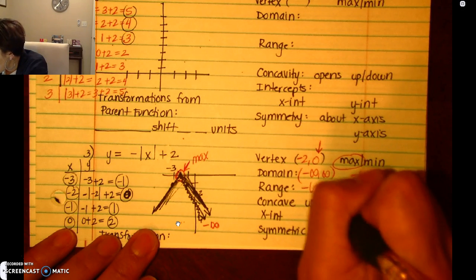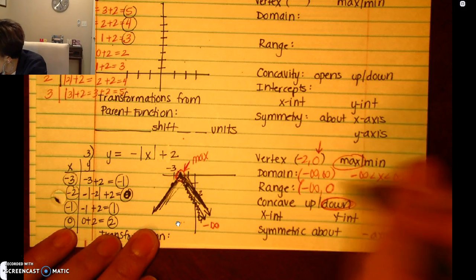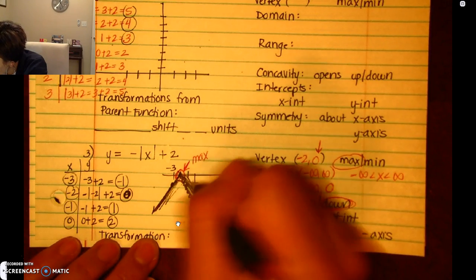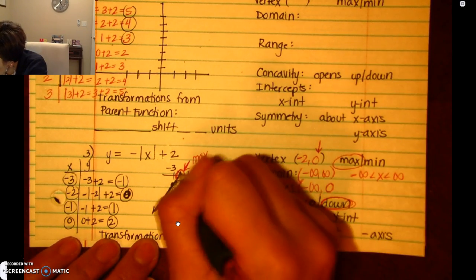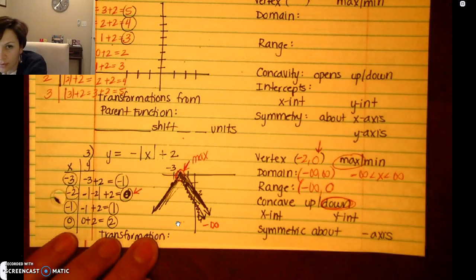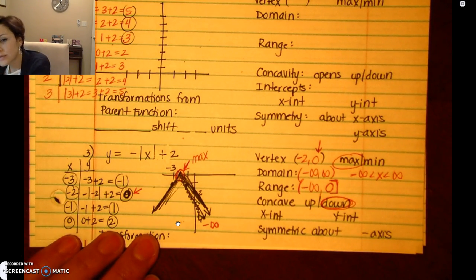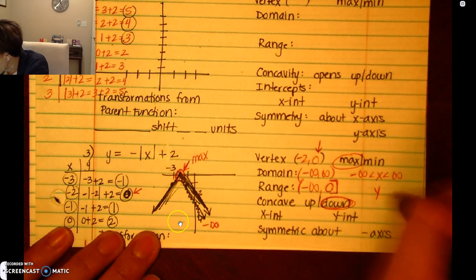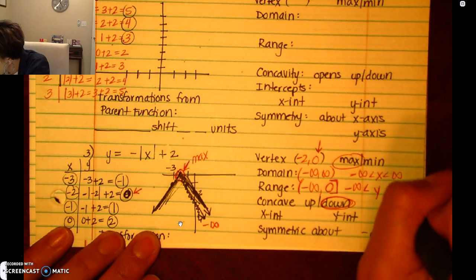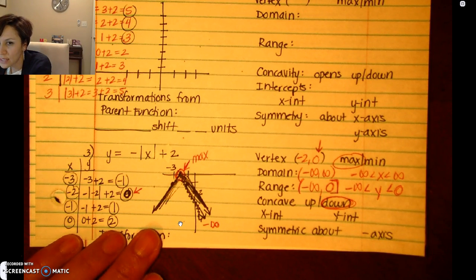-infinity is smaller than 0, so we're going to put that first. We can never really be equal to infinity, so I'm going to put parentheses. And 0 is part of the graph. It is a closed circle, and it's also included in your table. So I'm going to put a bracket on this 0. We are talking about all the y values that are greater than -infinity, but smaller than 0. So all the y values between -infinity and 0.